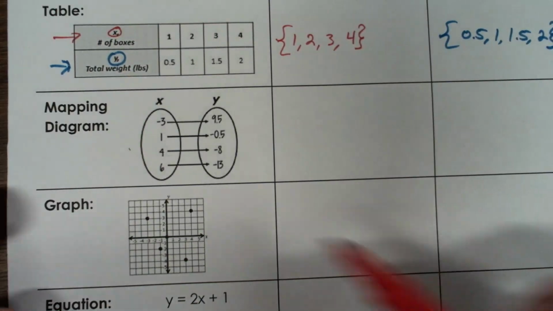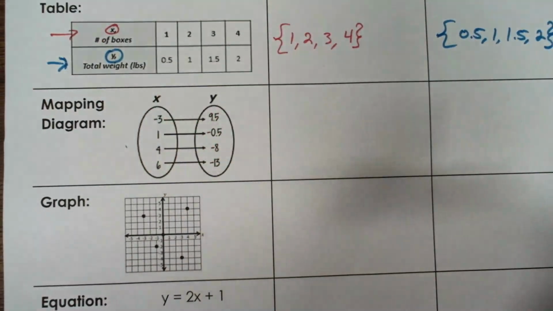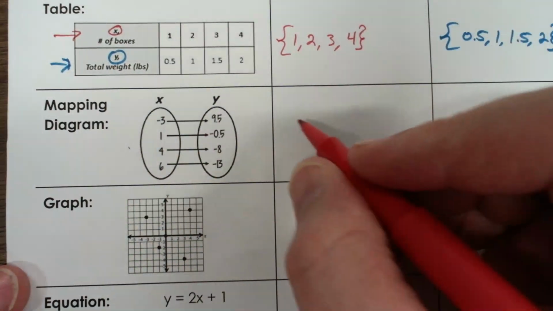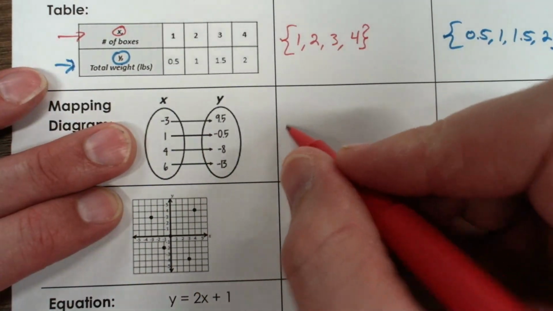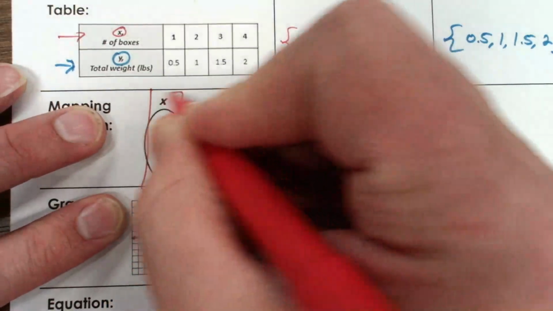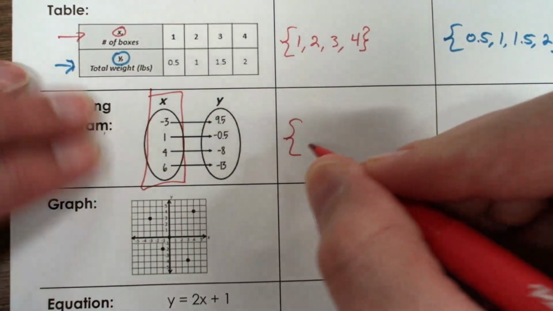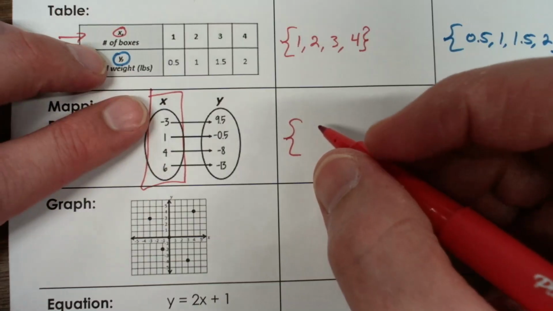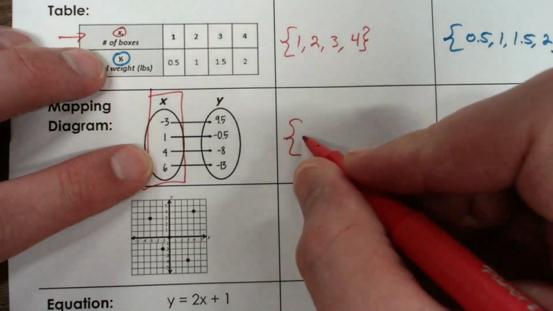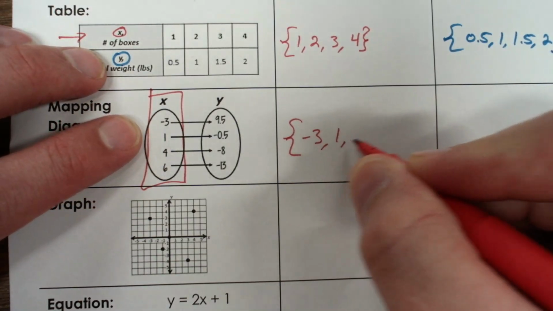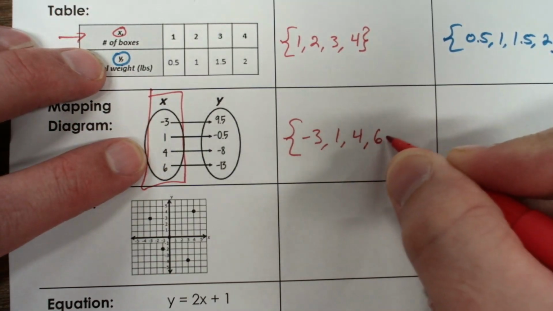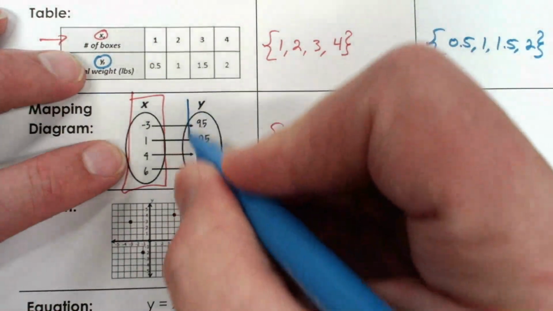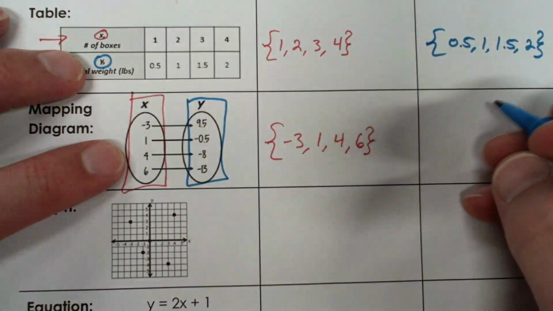In a mapping diagram, this is one of the few times that you'll see a mapping diagram, in this beginning part of this unit. We don't often use them later on. But in a mapping diagram, again, these are our x values. So we'll list them. And again, we'll normally list them from least to greatest, going from the top to the bottom. So -3, 1, 4, 6. It's not wrong if you write them in a different order. It's just helpful so that way you can keep track of them.